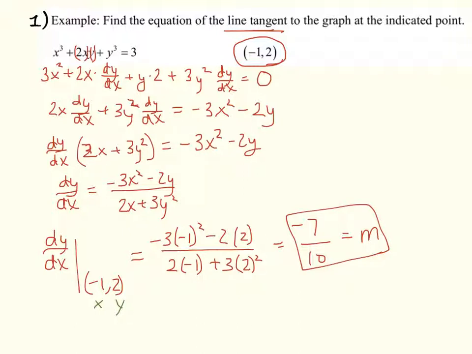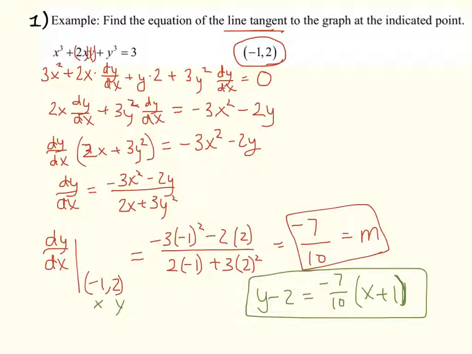So I'm ready now to put the two of those together and write the equation of the tangent line. y minus 2 is equal to negative 7/10 times (x plus 1). And that is our answer for the equation of the line tangent at that point.